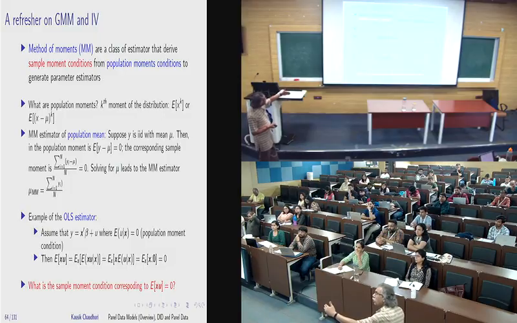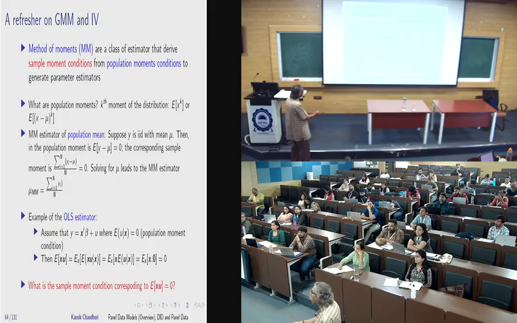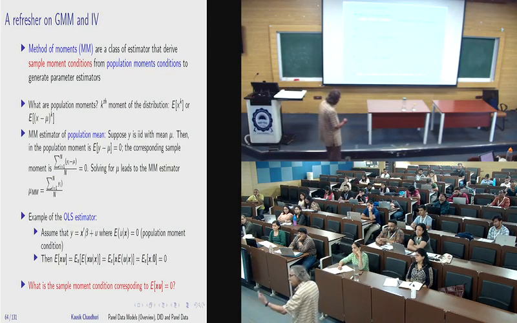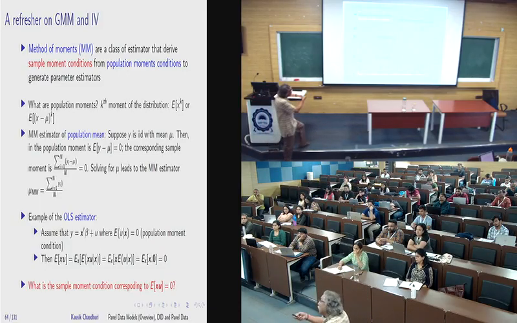And then an example of the OLS estimator. Think of this as your model: the expectation of u conditional on x is equal to 0. So the expectation of xu is the expectation, conditional on x, of xu, and by the law of iterated expectations it becomes 0, right? What is the sample moment condition corresponding to the expectation of xu equal to 0? You can find that out given what I have shown here.